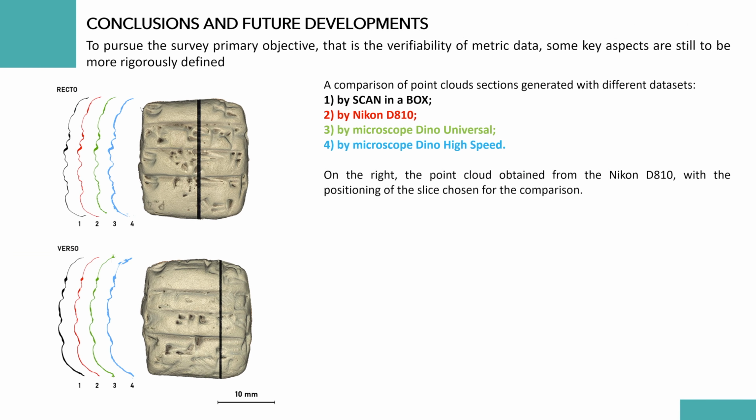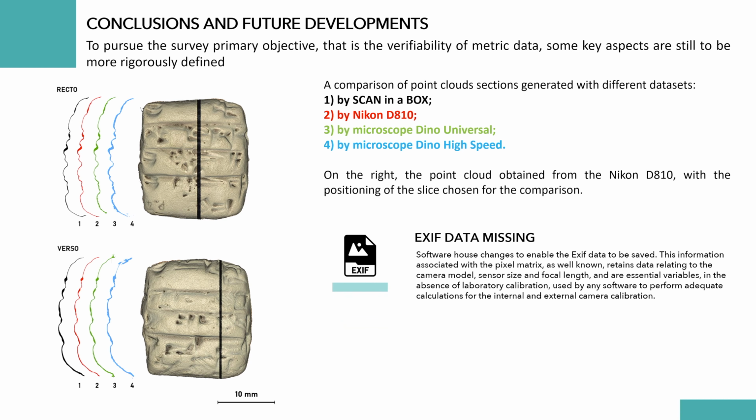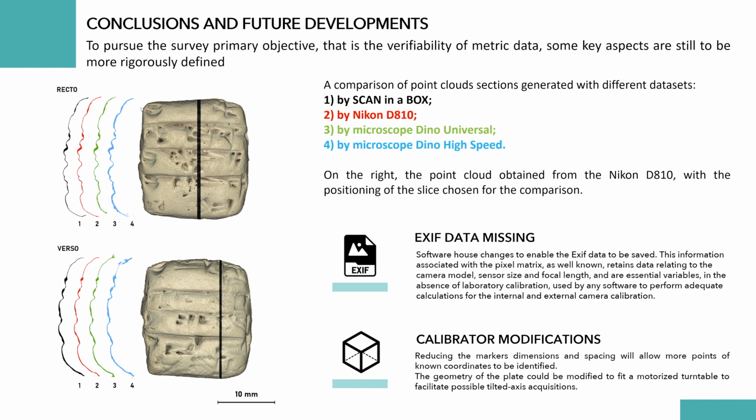On the other hand, it is necessary to specify that to pursue the survey's primary objective, that is the verifiability of method data, some key aspects are still to be more rigorously defined. In addition to software house changes to enable EXIF data to be saved, there are several changes required to the calibrator to allow more points of known coordinates to be identified. However, the 3D plate is suitable for objects up to 2-3 mm thickness. For these reasons, and to streamline the acquisition procedures and ensure a more rigorous workflow, the authors are designing an improved system.